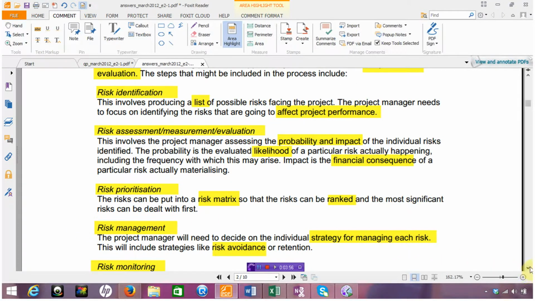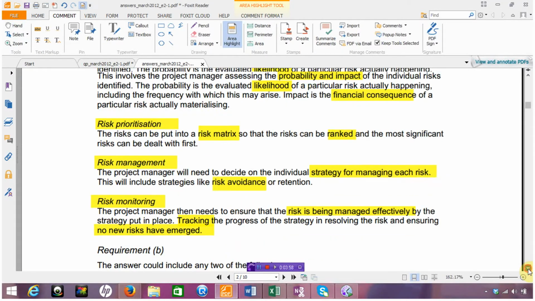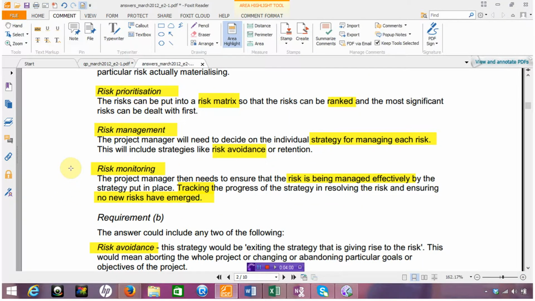in order to mitigate them. And then really the last point is that it's not over there. We need to monitor how the strategies are going. Is everything working as we planned? And indeed, over and above that, have any new risks emerged since our original evaluation?